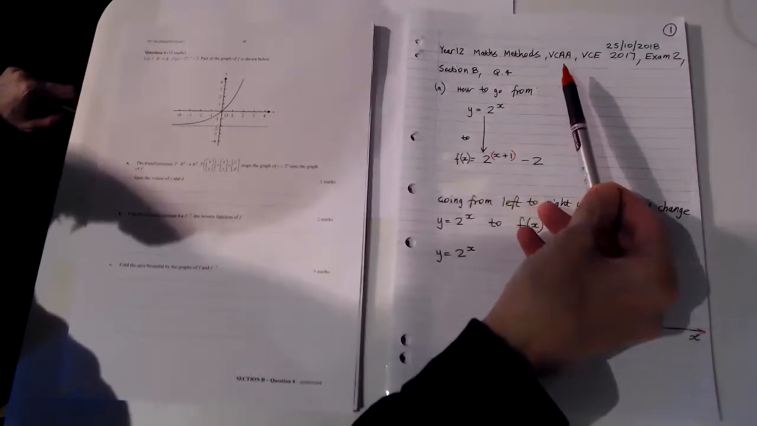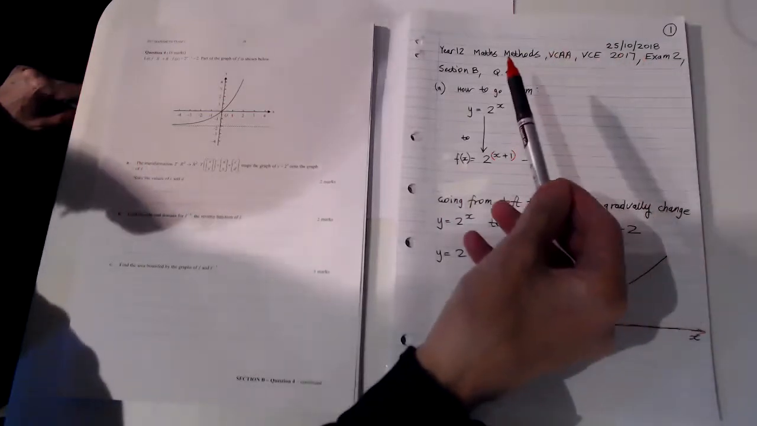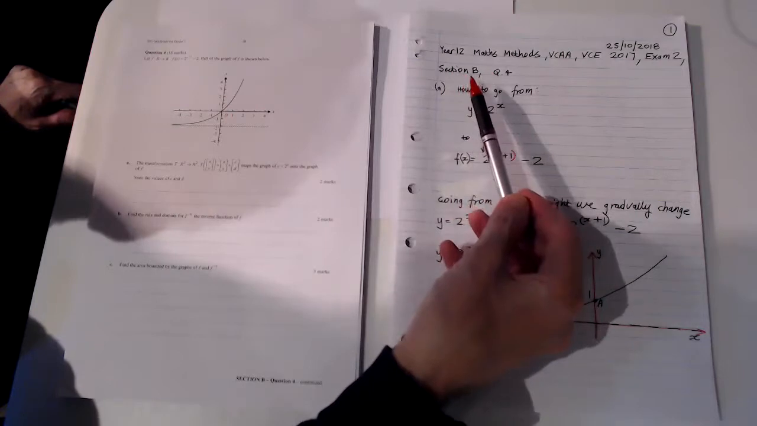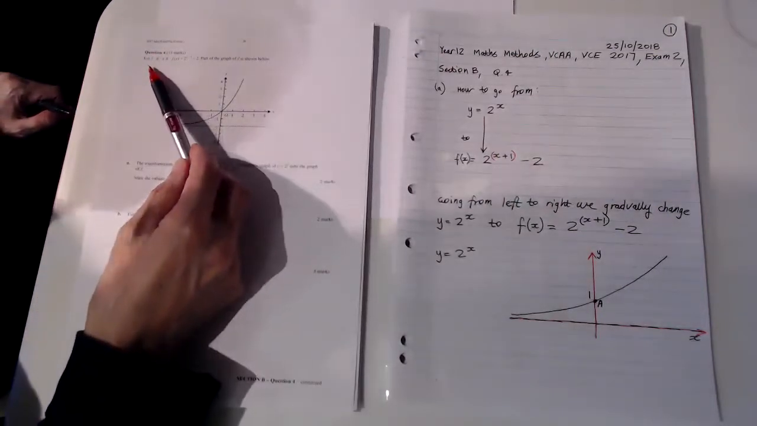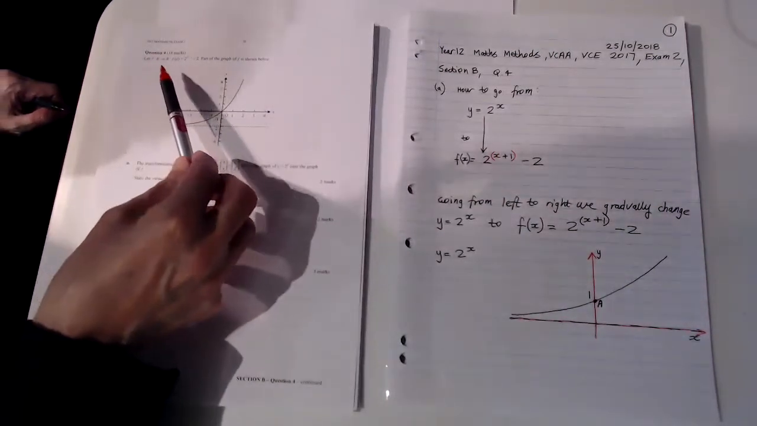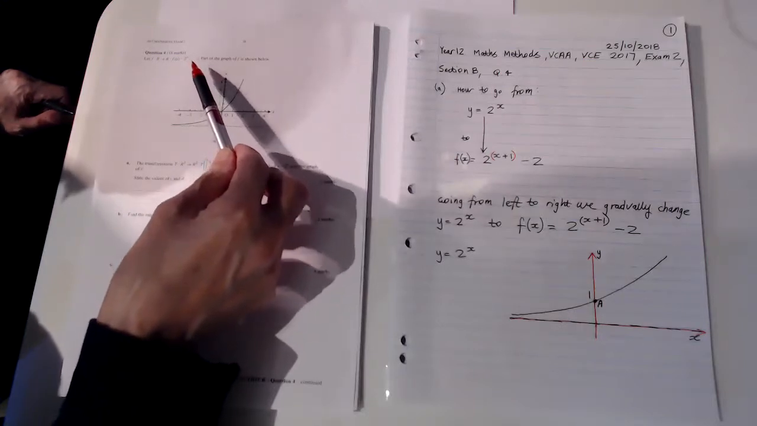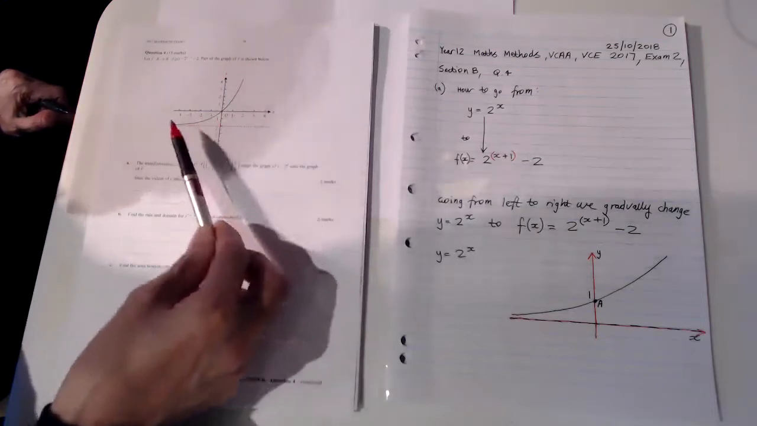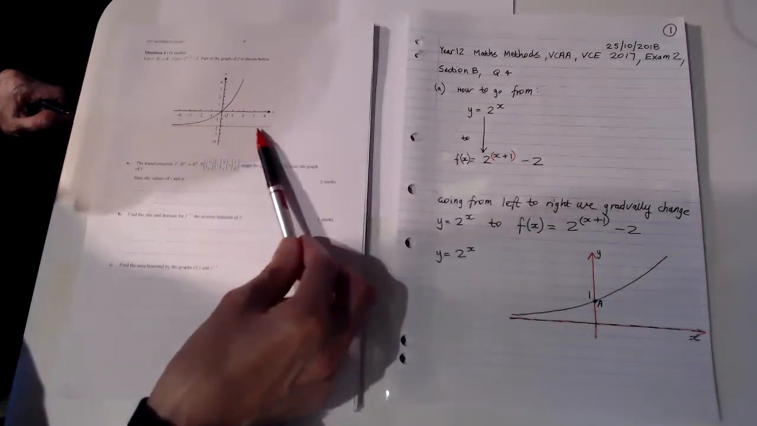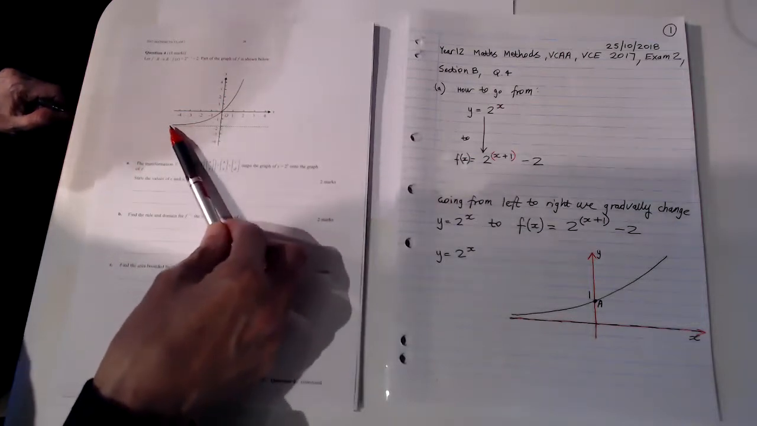This is the Year 12 Maths Methods VCAA VCE 2017 Exam 2 Extended Response Section, Section B, Question 4. Question 4: let f, where the domain is R, where f(x) equals 2 to the power of x plus 1, minus 2. Part of the graph of f is shown below. You can see there's a horizontal asymptote at y equals -2. And clearly it's an exponential graph.